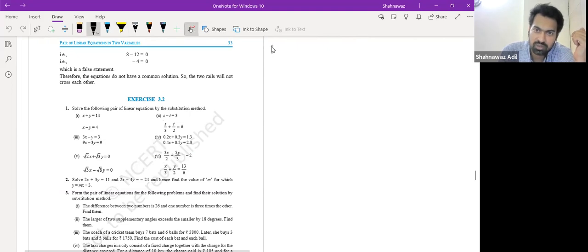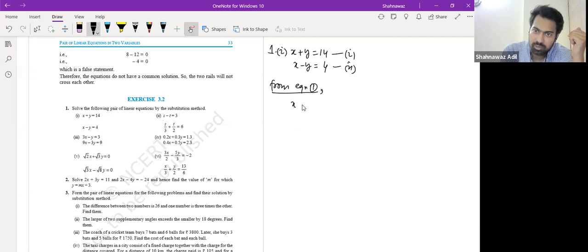Do you have any doubt in the substitution method? No, sir. Okay. So we have a pair of linear equations, right? And x minus y is 2. So this is the first equation, this is the second equation. So from equation 1, x plus y is 14. So we can find the value of y. So the value of y would be how much? 14 minus x or x minus 14? This is going to the right hand side. 14 minus x.